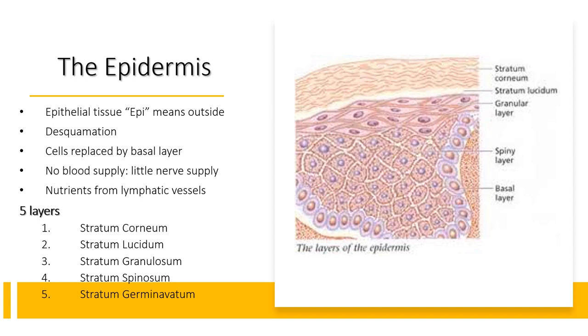But there are five layers to the epidermis, and we need to know what the names of those layers are. And the layers of the skin are the stratum corneum, the stratum lucidum, the stratum granulosum, the stratum spinosum, and the stratum germinativum.